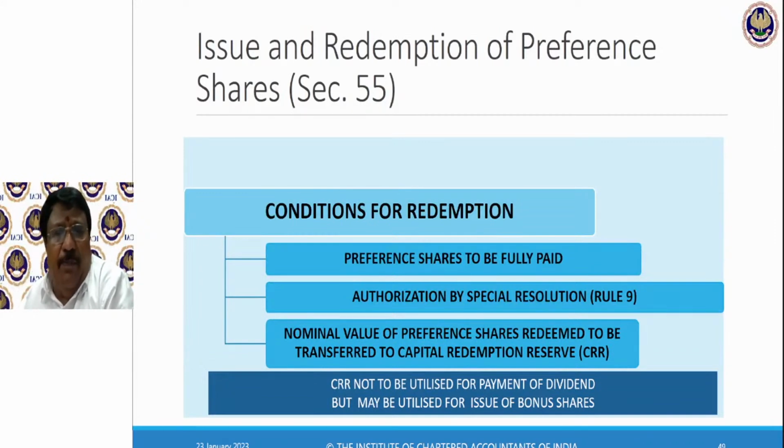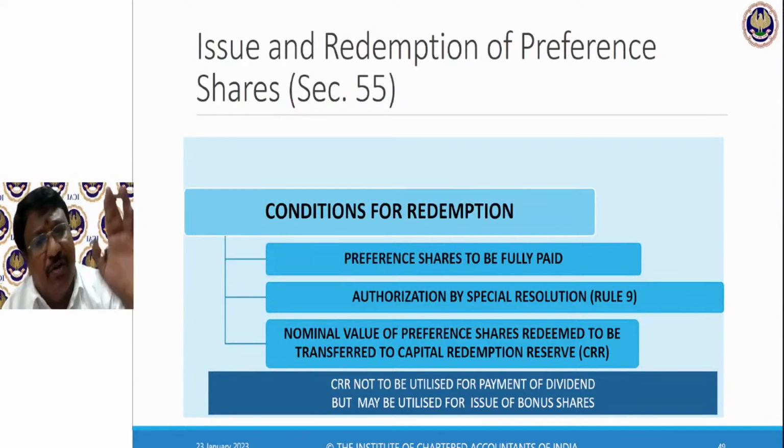Conditions for redemption. Preference shares to be fully paid. Authorization by special resolution. Nominal value of preference shares redeemed to be transferred to capital redemption reserve.